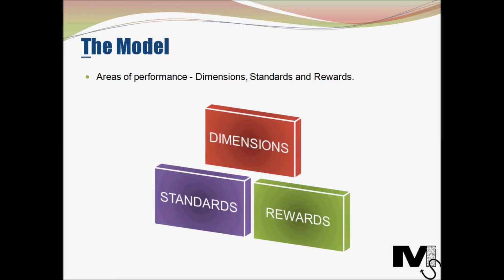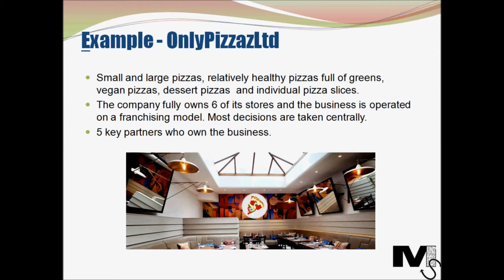Now let's look at each component in some more detail. And to simplify things for you, we will look at an example first. We'll lay the context first and then build the blocks for the example. Let's assume our company is a chain of pizza restaurants called OnlyPizzaz Limited. As the name suggests, they mainly sell pizzas and drinks to go with them. They, however, sell various types of pizzas like small and large pizzas, relatively healthy pizza options, full of greens maybe, vegan pizzas, dessert pizzas, and individual pizza slices as well. So it's sort of like a one-stop solution for all pizza needs.